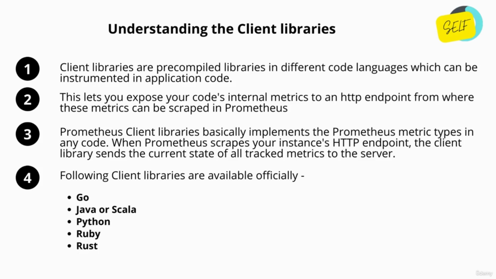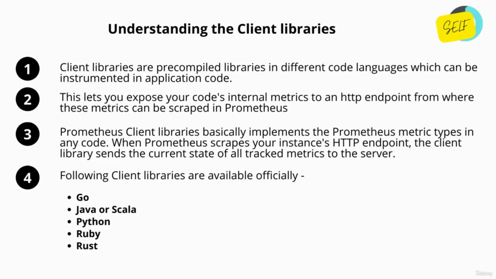Now the next thing is this lets you expose your code's internal metrics to an HTTP endpoint from where these metrics can be scraped by Prometheus. So what is happening here? When you instrument your code with the Prometheus client libraries, it starts an HTTP server in your code, and it exposes an HTTP endpoint where it exposes the Prometheus-supported metrics which are coming from that particular code.